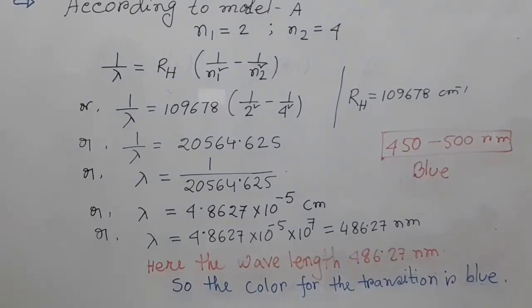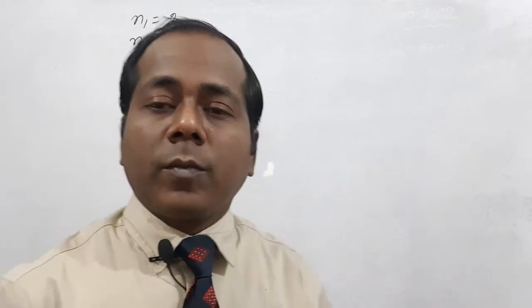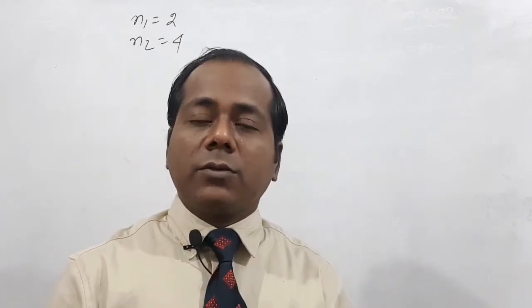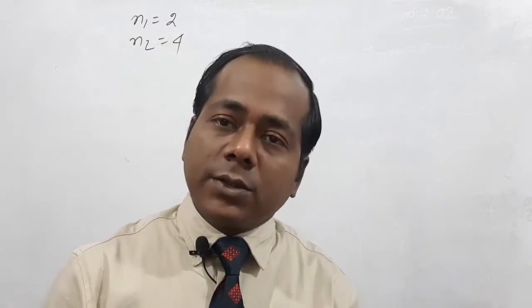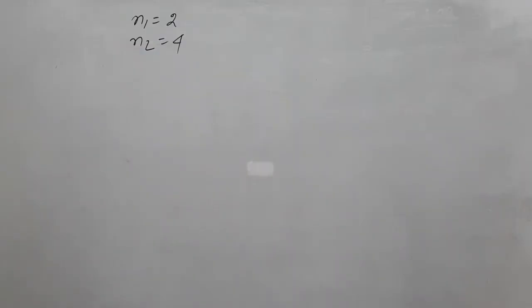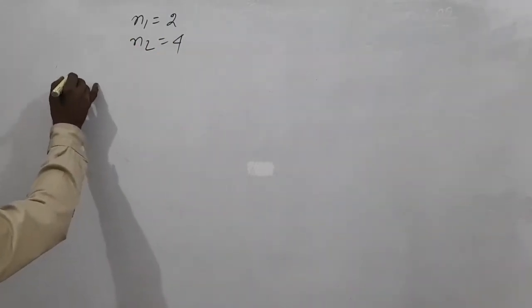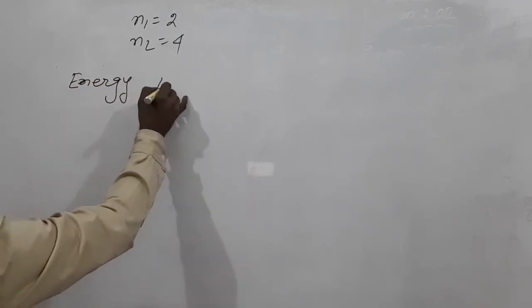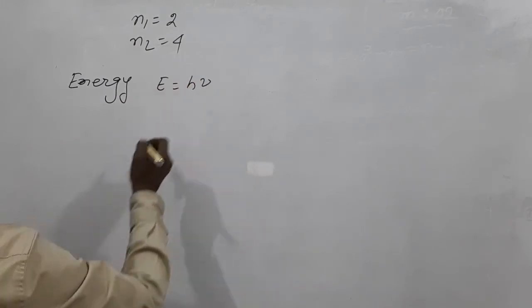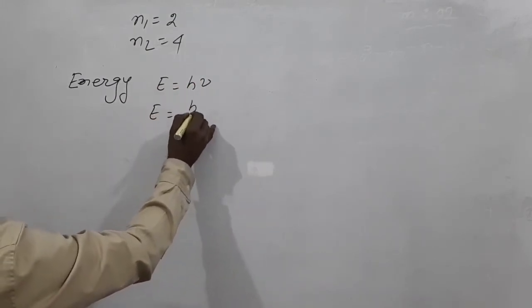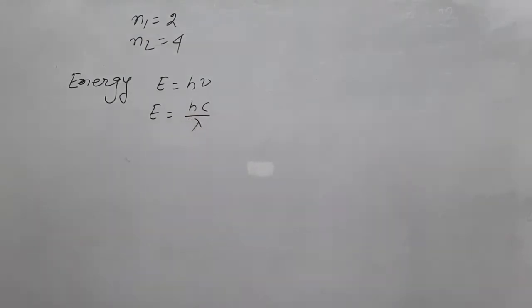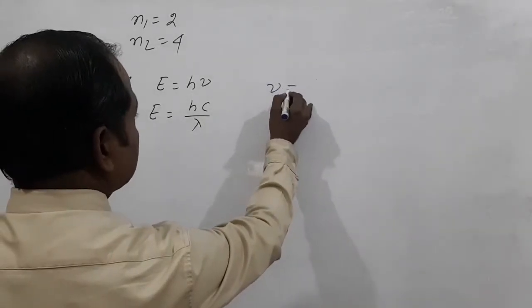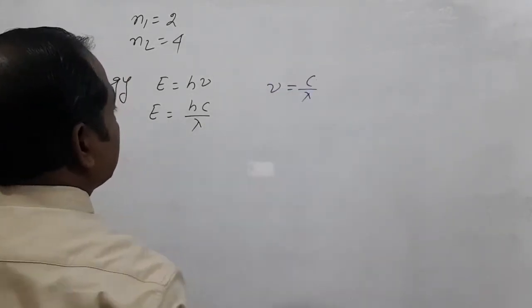So the color for the transition is blue. My dear students, now we calculate the energy for the transition. So according to the STEM, n1 equal to 2 and n2 equal to 4, we know that energy E equal to h nu and E equal to h c by lambda. My dear students, we know that nu equal to frequency, nu equal to c by lambda.